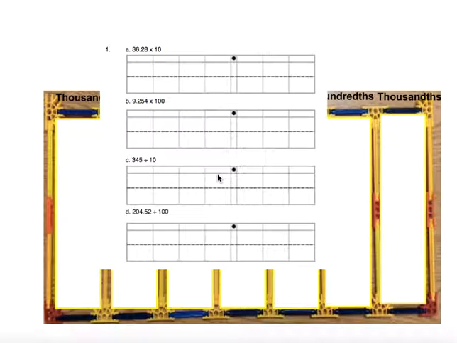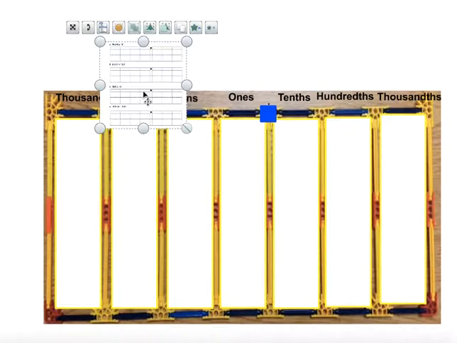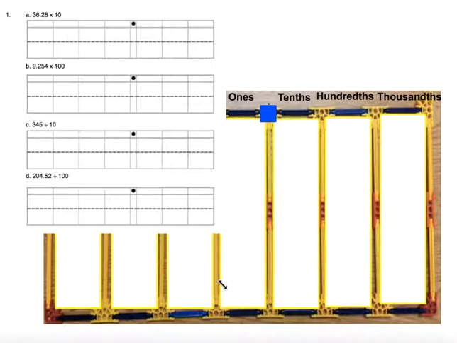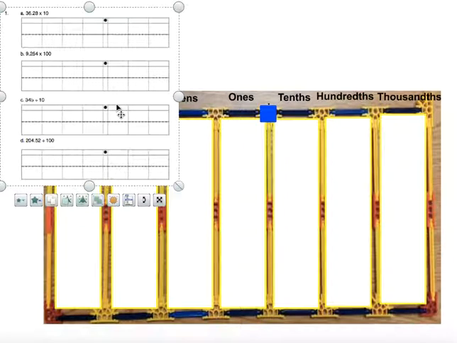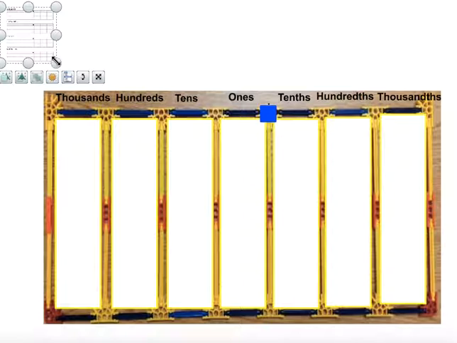This is the support video for multiplying by multiples of 10 and dividing by multiples of 10 that you'll see on part 1 of the unit assessment. I'm going to make this very small just so we can reference it in case we need it, but we can see that in a couple problems we need to multiply by 10 and 100 and also divide by 10 and 100. So let's just practice an example of this.